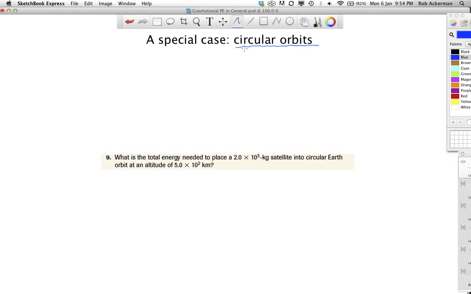What happens when we are in a circular orbit? Well, I need you to think back to what we discussed a long time ago when we talked about uniform circular motion. What do you remember about uniform circular motion, UCM? Well, one thing was we could write that Fc was equal to mv squared over r. I want you to keep that in mind because we're going to need to borrow it in a moment.